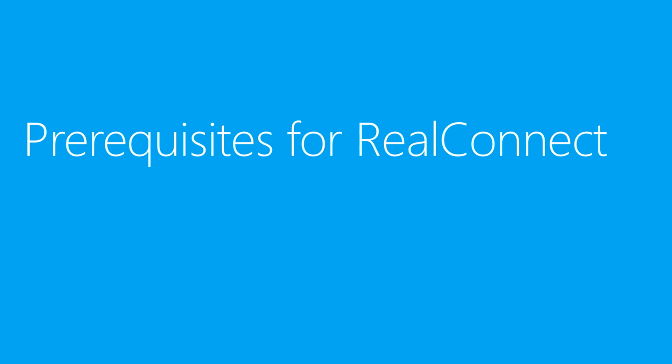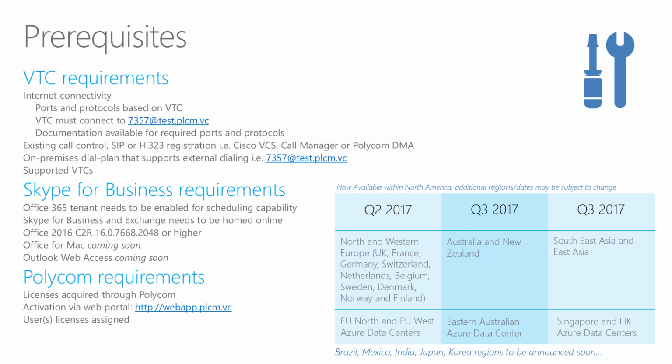Next up, let's talk through some of the prerequisites for RealConnect. First of all, of course, our VTCs need to be able to dial out to the internet. In some cases, this may not be configured or it may be restricted. So your existing dial plans need to be able to allow you to dial out. And also your firewall needs to allow connectivity between your on-prem VTCs and our service. We have a test number, 7357 at test.plcm.vc. This is a good way of testing the firewall and also the dial plan.